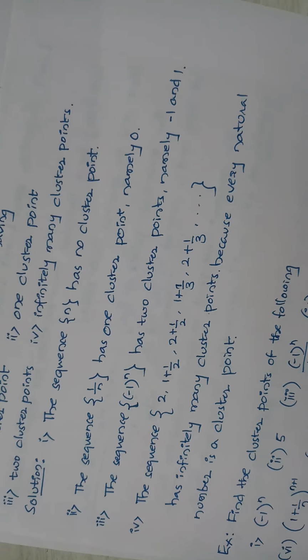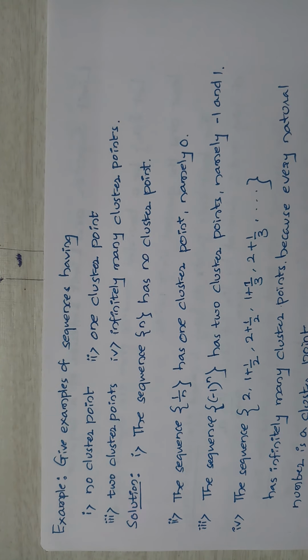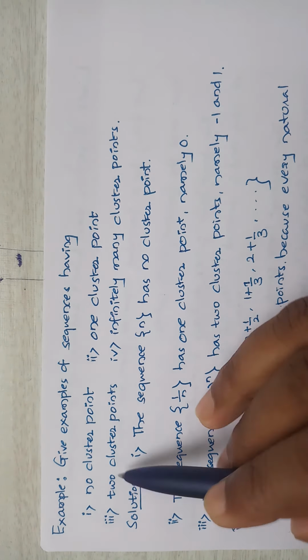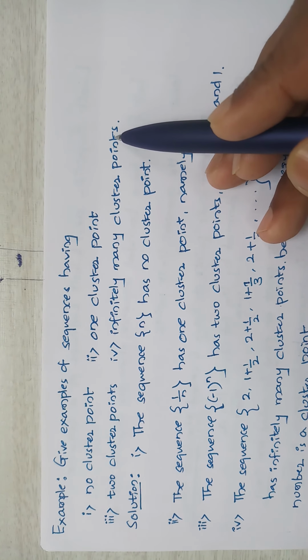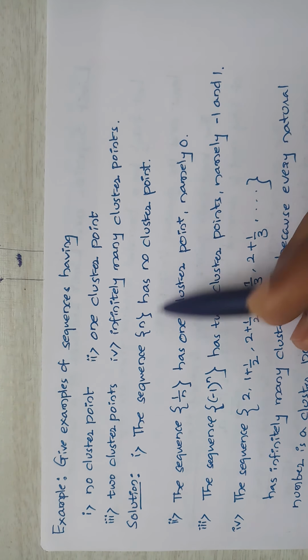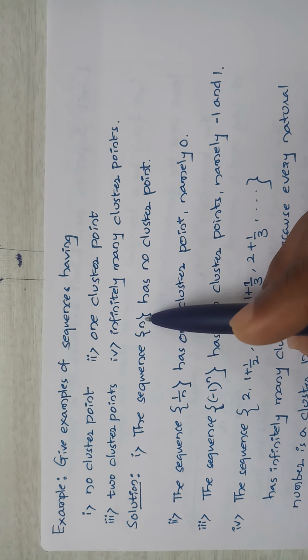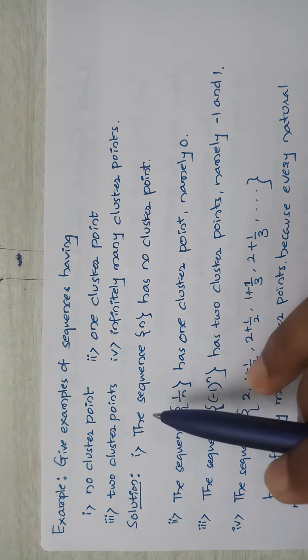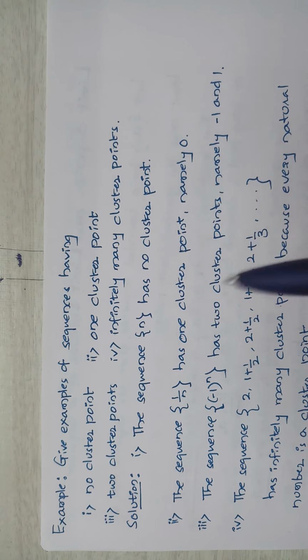So next example: give examples of a sequence having no cluster point, one cluster point, two cluster points, and infinitely many cluster points. Here the sequence n has no cluster point, because n is reaching towards infinity, in increasing order. Because of that we can't define a cluster point, that is, a limit point of the sequence. Therefore we can't exactly say what the cluster point is, so the sequence a_n has no cluster point.